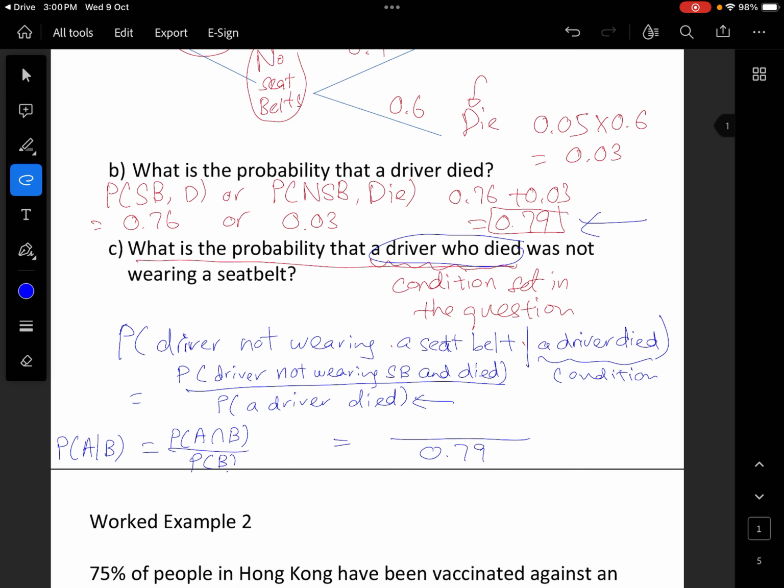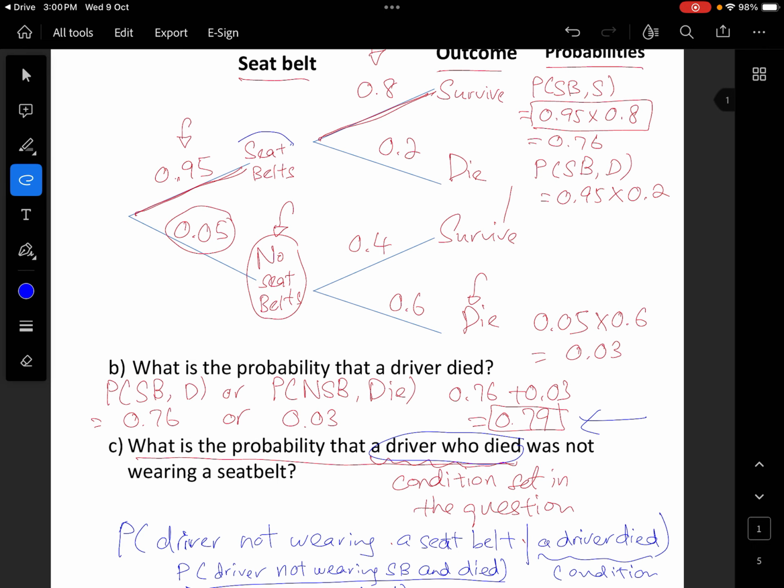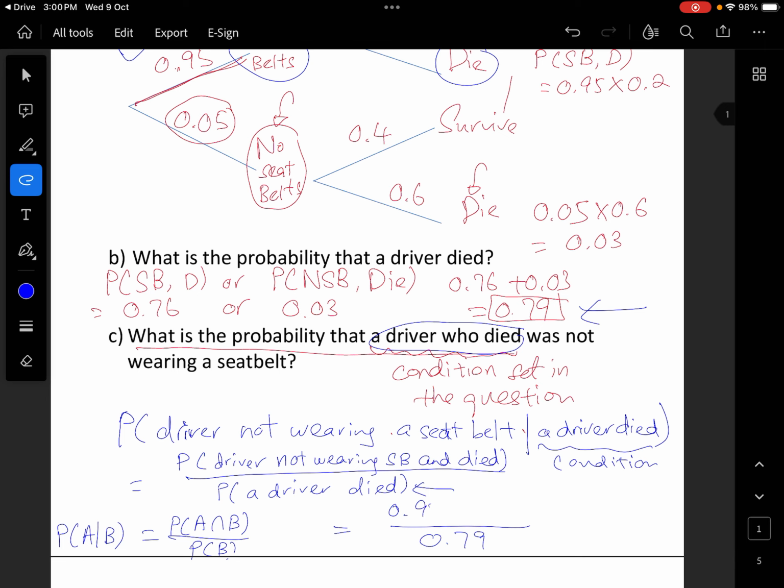And what is the numerator, a driver not wearing a seatbelt and dying? Let's go back to the tree diagram. Not wearing a seatbelt and dying would be 0.95 and 0.2. I'm going to multiply these two probabilities together, put this onto the calculator, and divide by 0.79. That's going to give me 19 over 79. I would rather keep this as a fraction. All right, so that is how we could use a tree diagram for conditional probability.